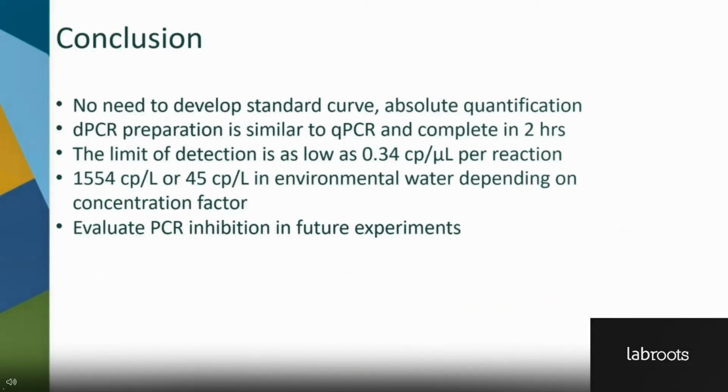Above all, is my experience using the Absolute Q digital PCR system. We can get the absolute quantification of the waterborne pathogens without developing a standard curve. And then the Absolute Q system has similar procedures to prepare the reagent mix compared to qPCR. And then the experiment can be completed in 2 hours. The detection limit is as low as 0.34 copies per microliter per reaction, which corresponds to 1,500 copies per liter or 45 copies per liter in environmental water samples, depending on the concentration factor. We could also use the digital PCR to evaluate PCR inhibitors for the samples.